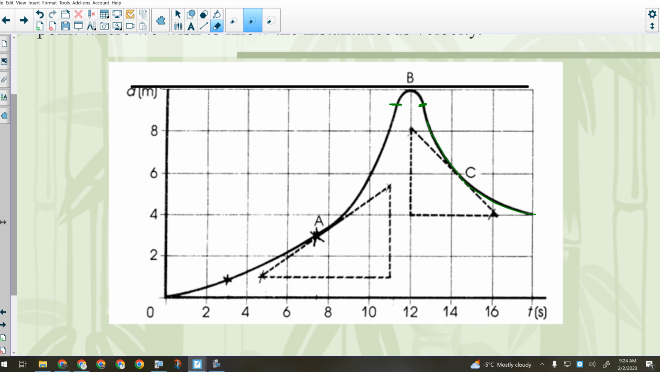A ball. Yeah, anything thrown up in the air. This part of the graph here would be when I'm accelerating the object in my hand, making it go faster and faster. As soon as it leaves my hand, what starts to pull on it? Gravity. Right. And gravity slows it down, slows it down, slows it down. For an instant, it's stopped. And then it falls back down.